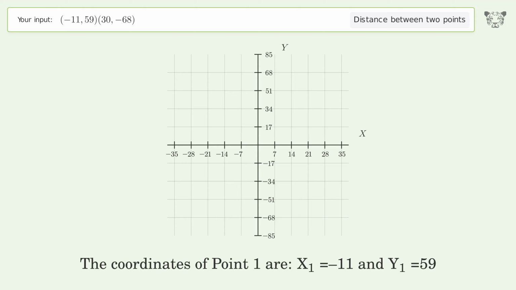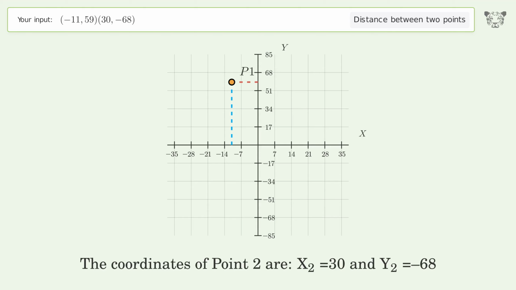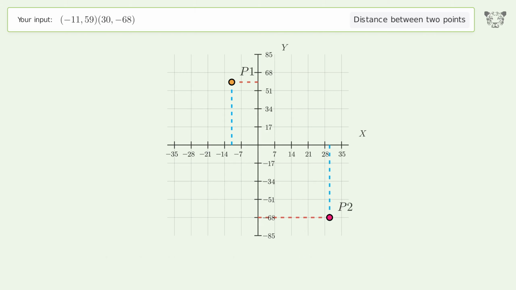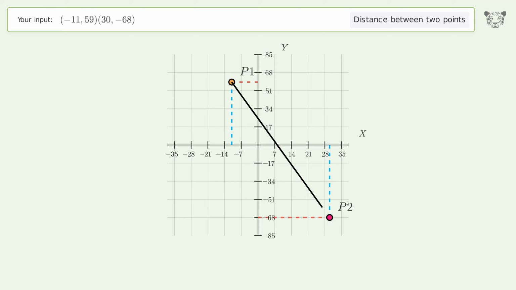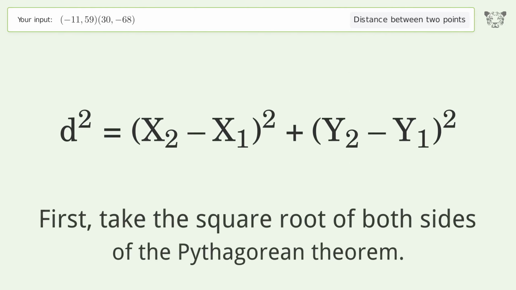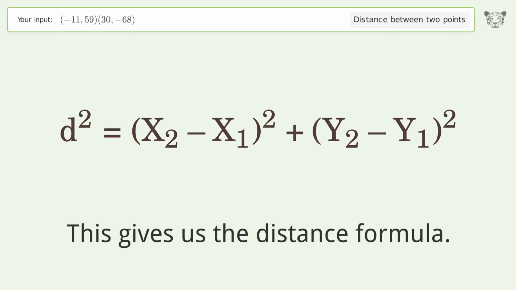The coordinates of point 1 are, x1 equals -11 and y1 equals 59. The coordinates of point 2 are, x2 equals 30 and y2 equals -68. D is the distance between the 2 points. First, take the square root of both sides of the Pythagorean theorem. This gives us the distance formula.